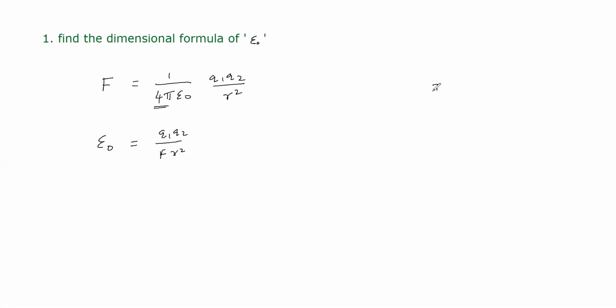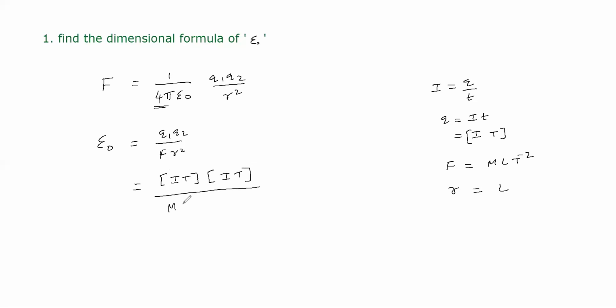Now we know that current is charge by time, so charge is equal to current into time. By substituting the dimension formula of current as I and of time as T, the dimension formula of charge is I into T. The dimension formula for force is M L T power minus 2, and the dimension formula of R is L. By substituting all these in this equation, we can get the dimension formula of epsilon naught. So for charge we substitute I into T, and for the other charge also I into T, divided by the force dimension formula M into L into T power minus 2, and for R square, length L power 2.